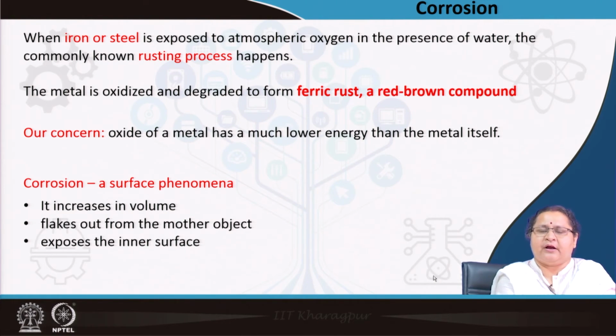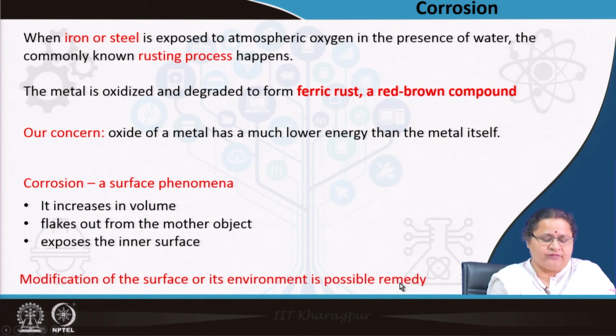Because our atmosphere has water also, water vapor also. So, oxygen, carbon dioxide, water, all three with this iron go through different chemical reaction stages to form this rust, which flakes out, exposes the inner layer, and further rusting happens. So, we need to take care of it.